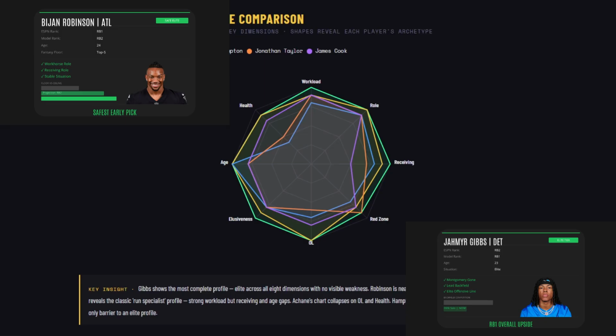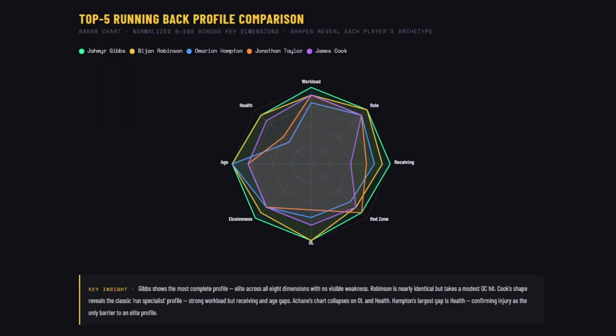Bijan Robinson is basically the same. We're only a little bit worried about Brian Robinson coming in. The model takes that into account. So his workload is a little bit down. His red zone is a tiny bit down. But at the end of the day, Bijan Robinson and Jahmyr Gibbs are generational. I had to talk about them. We're going to look into these next couple graphs, and you're going to see them throughout the video. But we can't talk all about them because we already know how good they are.